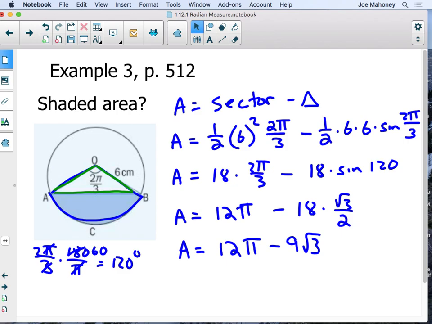Very good. If you want to go to your calculator and get 3 significant figures, you can do that as well. Nice job, friends. Nice job.